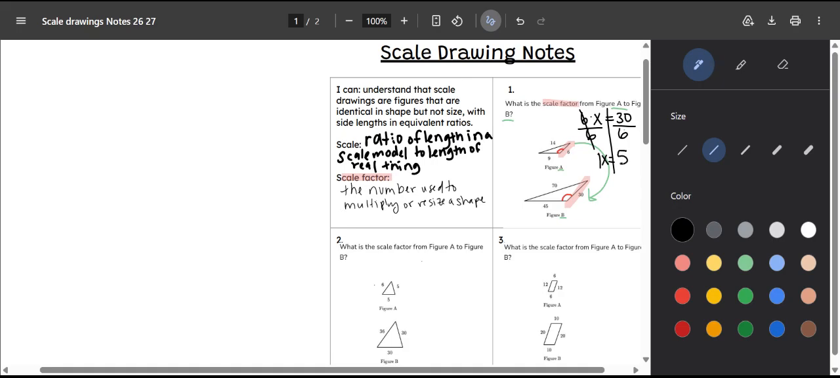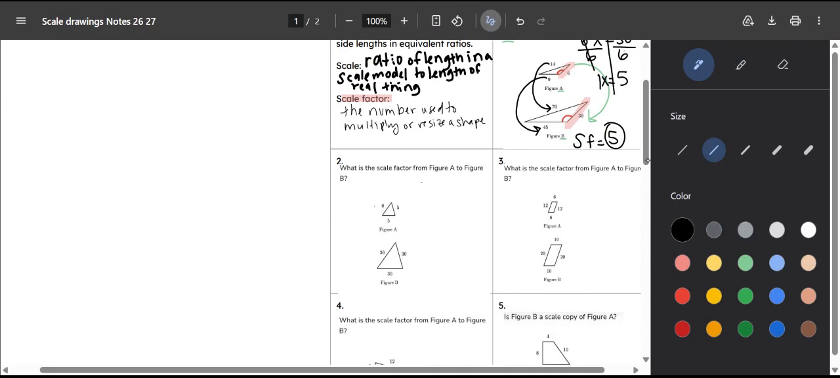So our scale factor is 5. And if we wanted to double check that, we could see, is 9 times 5 equal to 45? Yes. Is 14 times 5 equal to 70? Yes. So we know we've got the right answer.